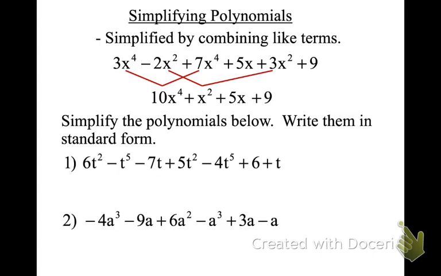All right. So, draw a line under that and say examples, or practice. So now you guys are going to combine your like terms for number 1 and 2. Pause the recording.